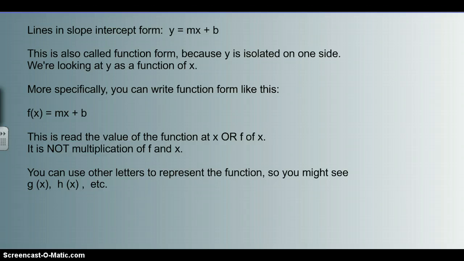But more specifically, you can write function form like this: f of x equals mx plus b. You'll note that this is read as the value of the function at x, or f of x. Most times I will call it f of x. It is not a multiplication of f and x, but saying that the value of the function when x is a certain value is what is on the other side of the equal sign. In other words, f of x is y. The value of the function for a certain value of x is y.